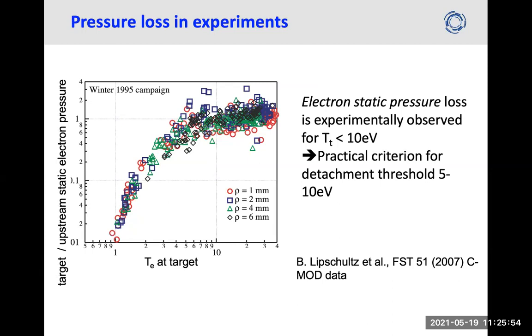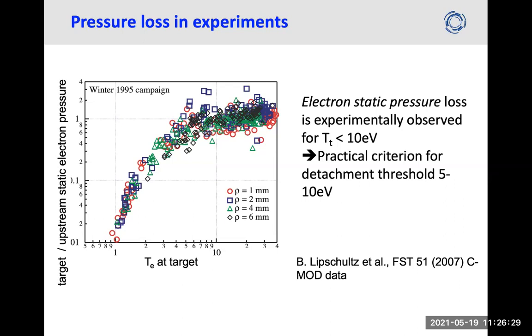And you can intuitively imagine why this is, because at these temperatures, I told you, when the density is high enough, you start triggering volumetric recombination. So it's very likely that in this area here, the reason why this curve looks like this is because there's volumetric recombination and likely some charge exchange process taking place. This is just a curve to show you pressure loss exists. It's no miracle. And there is a threshold for detachment between 5 and 10 eV.